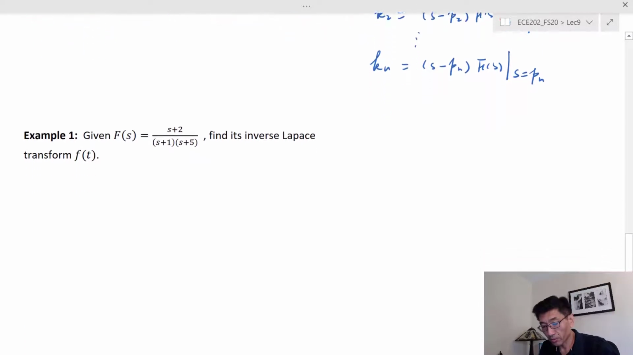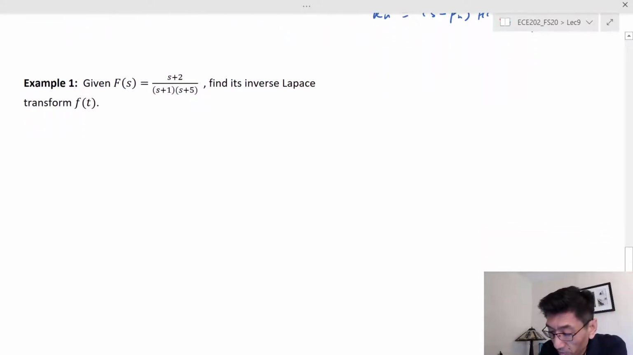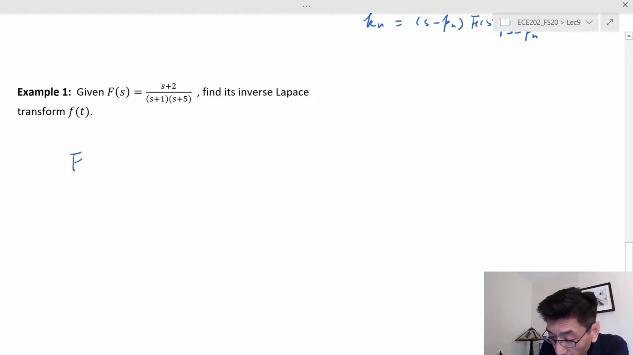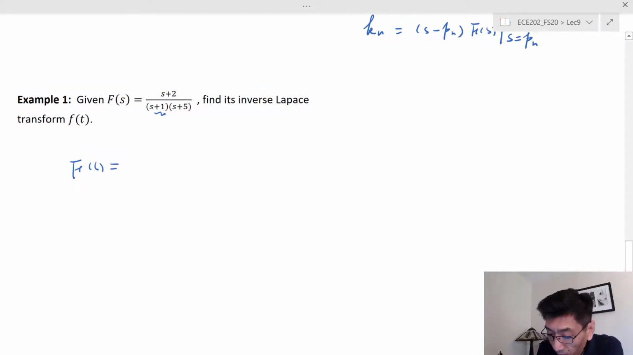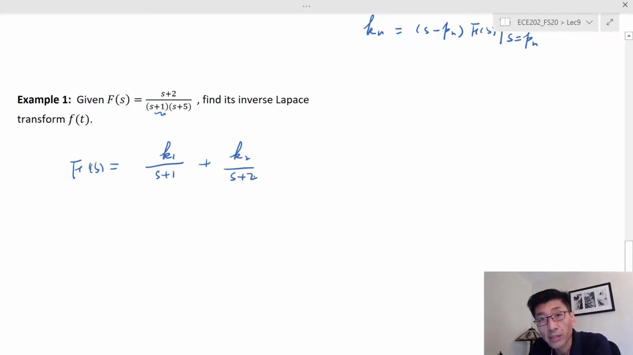So let's do the first example here. We have this function here, and this has two poles, right? The first pole is -1, the second pole is -5. Remember, S minus P, so these are all the roots of the polynomial in the denominator. So we have -1 and -5. In any case, we can write K1 over S plus 1 plus K2 over S plus 5. So this is the partial fraction expansion we're going to get, but the question is how we find these residues.